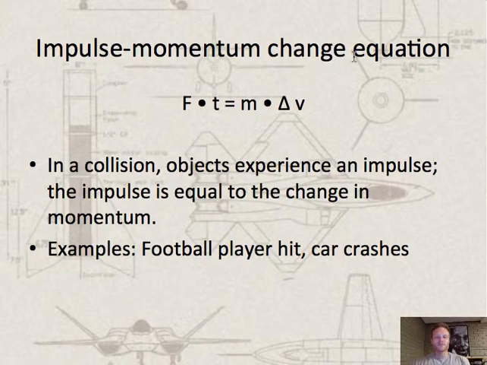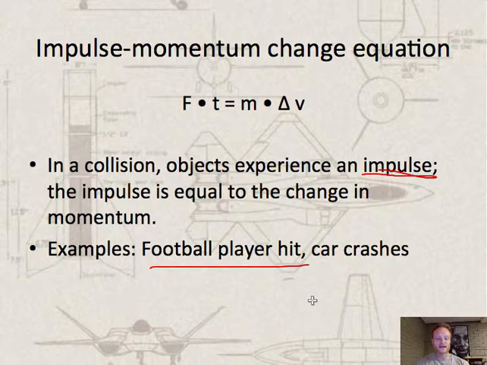So the impulse momentum change equation: I mentioned that force times time equals mass times velocity. This will be useful because if I give you some of this information, you can figure out the rest or piece together the rest. Basically, in a collision, an object experiences an impulse or a change in the momentum. When you see impulse, you can see a change in the momentum. And the impulse is equal to the amount of change in momentum. So a football player being hit by another football player is going to experience an impulse. Their momentum is going to be changed relatively quickly, right?